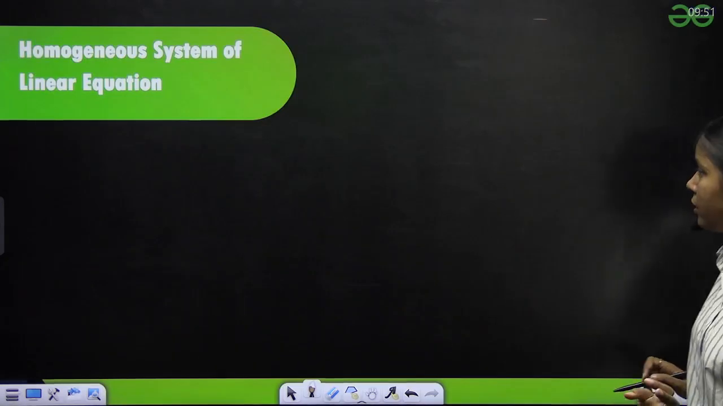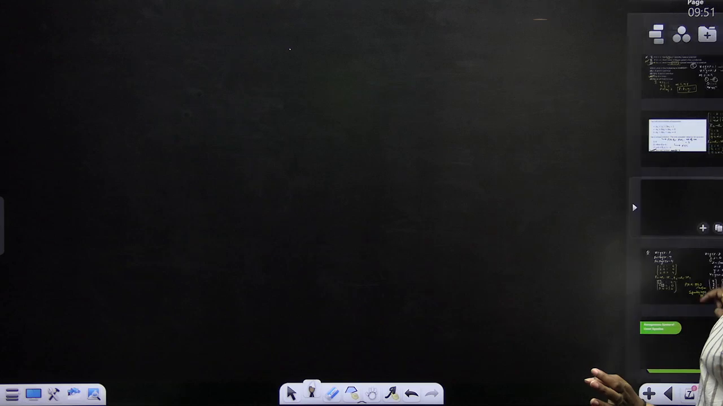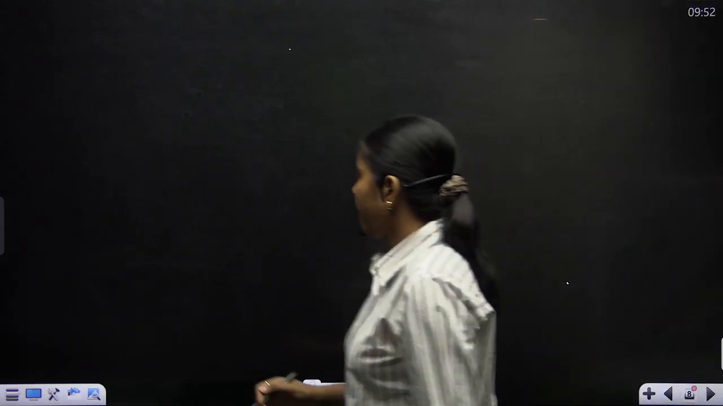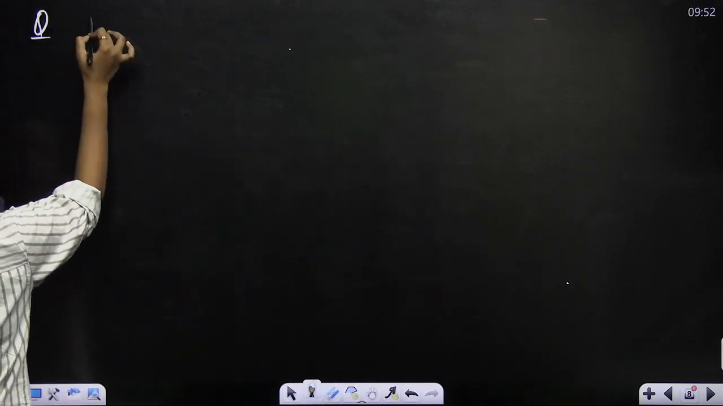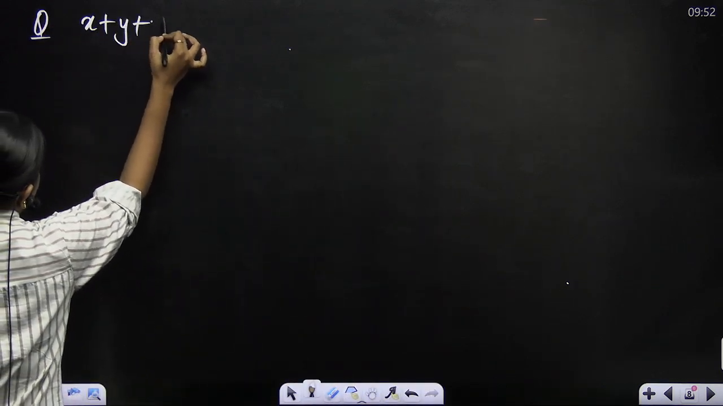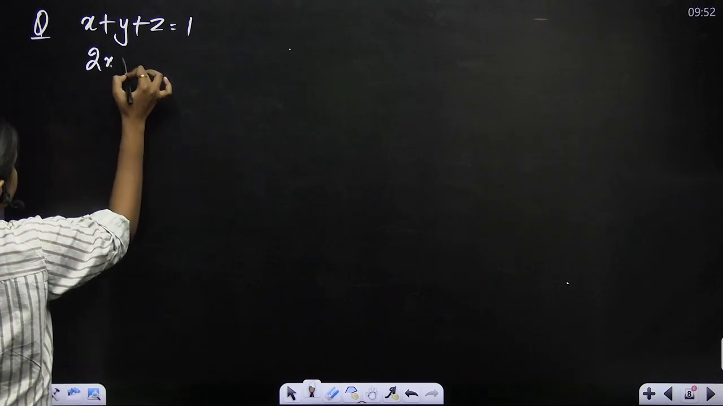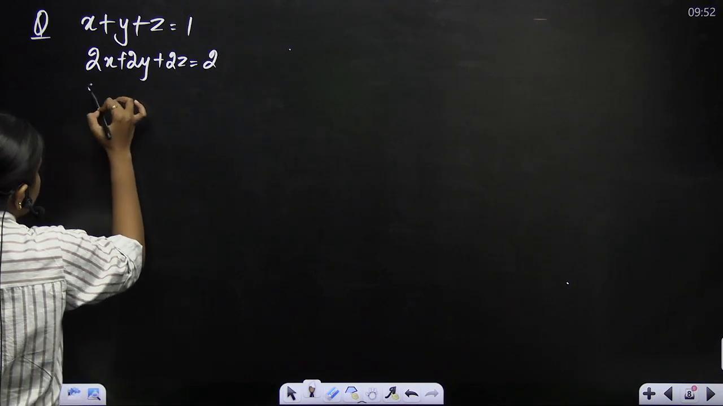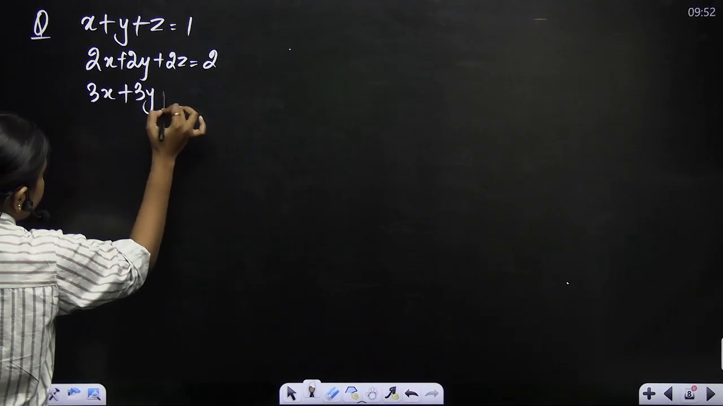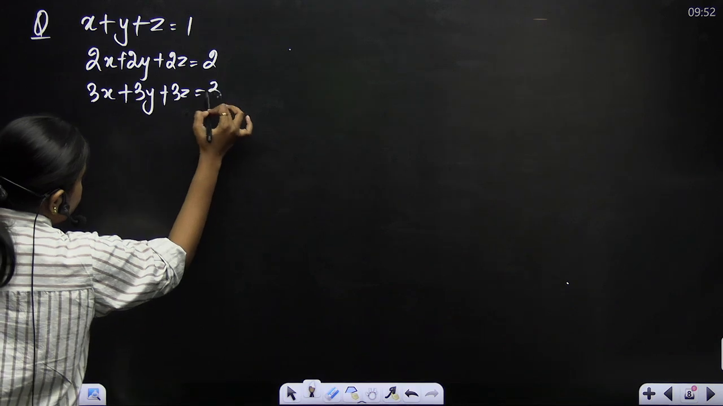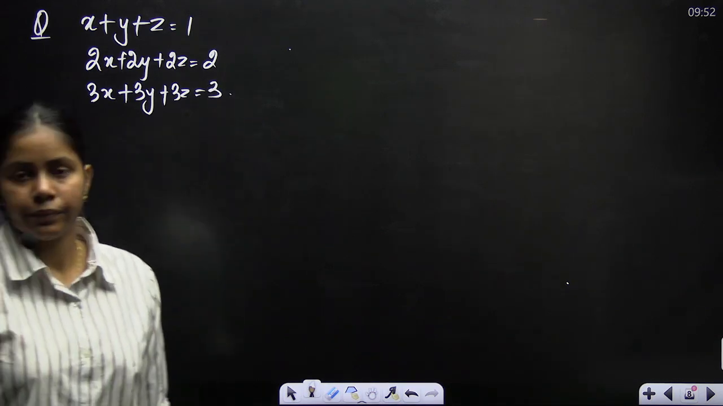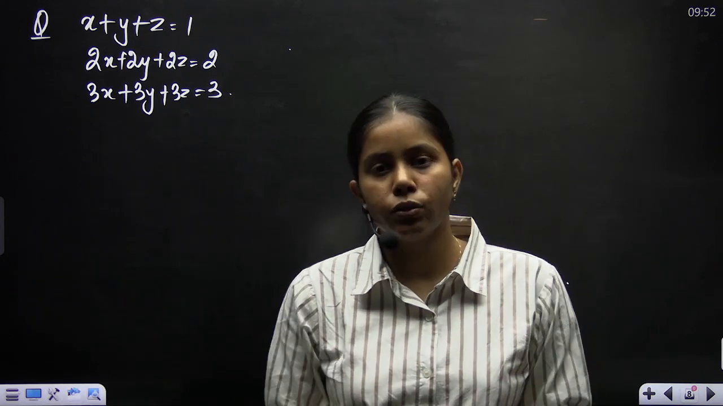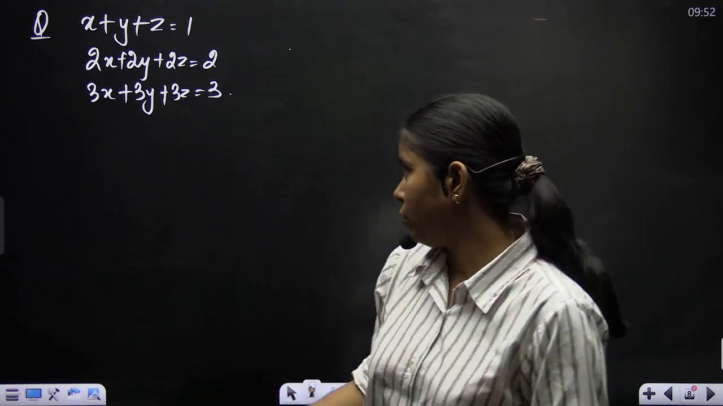Let's try one more question. Okay, let's discuss this. Let's try this question: x plus y plus z is equal to 1, 2x plus 2y plus 2z is equal to 2, and then 3x plus 3y plus 3z is equal to 3. I need to find the solution to this system, right? First I have to check whether the system has a solution or no solution. If it has a solution, then I have to find it. So let's try to do that.